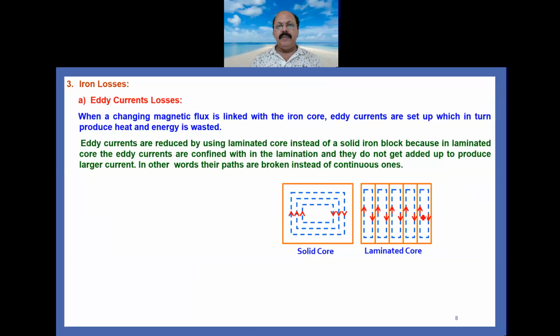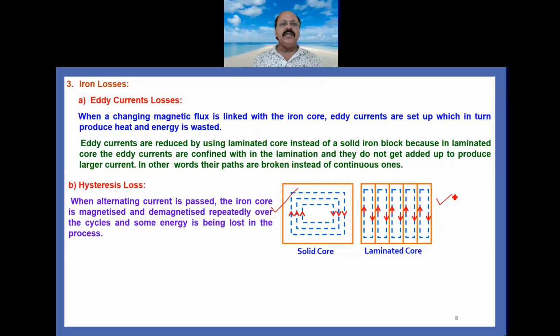So here the diagram is given. You can see here, this is solid iron core and this one is laminated iron core. Here you can see that the path is broken. So by doing lamination onto the iron core, the eddy current losses can be reduced.